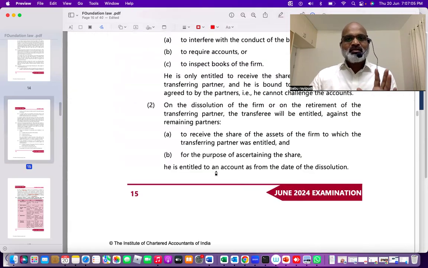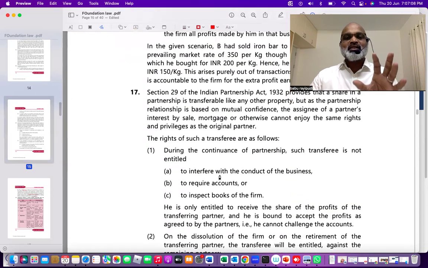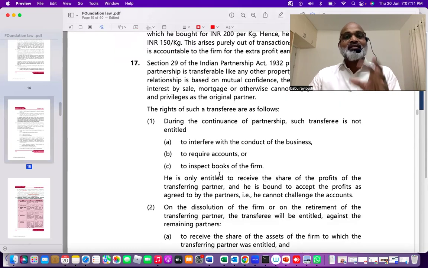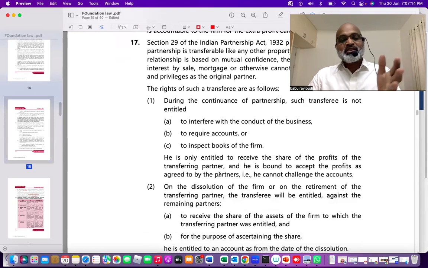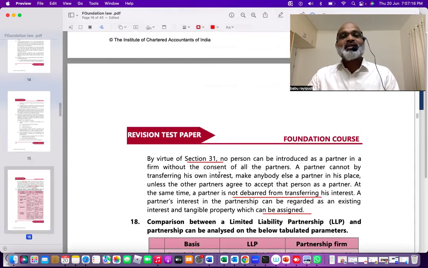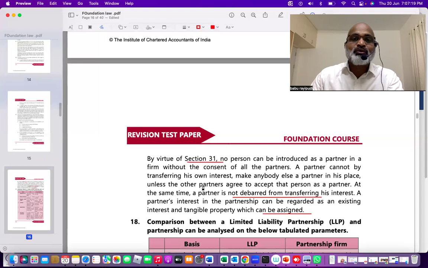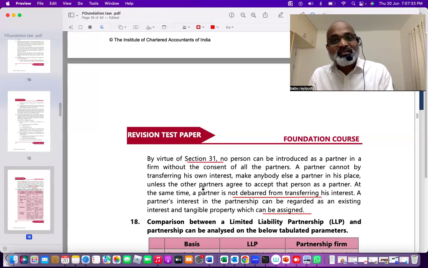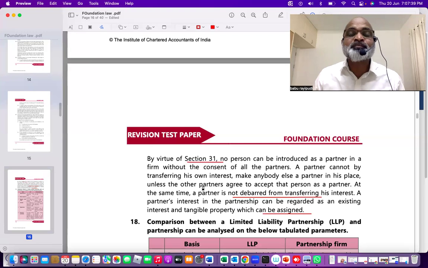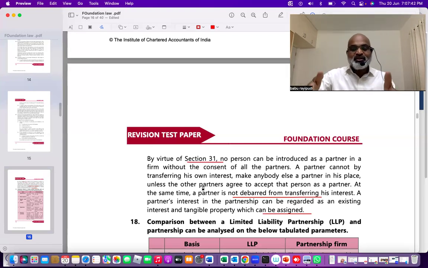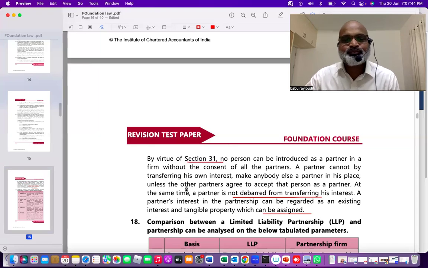Now see this answer style I'm telling you. First, they explained whether this kind of partnership exists according to which section, then rights during the continuance of partnership, rights at the time of dissolution. Then lastly, this paragraph you can even write in the first one also. In the first paragraph itself you can write that as per section 31, an existing partner, with the consent of all the partners, can definitely transfer his interest to an outsider and is not debarred, meaning not prohibited, from transferring his interest. You can assign your interest to anybody, but you have to take the consent from other partners. You have to sketch out the answer like this.